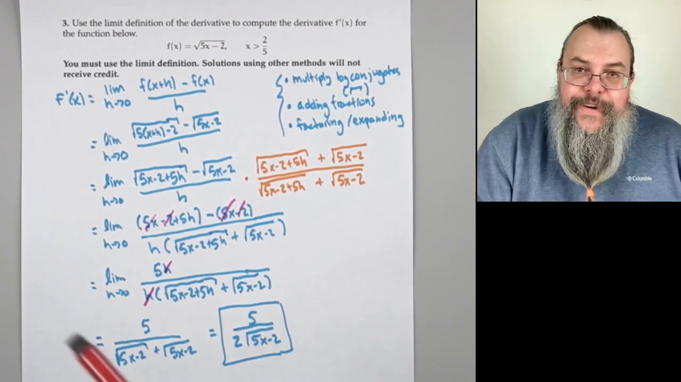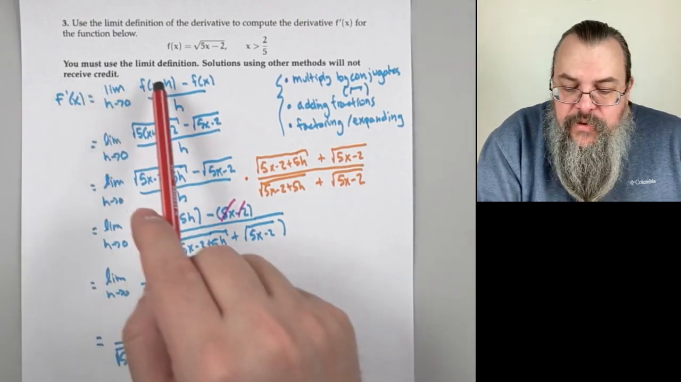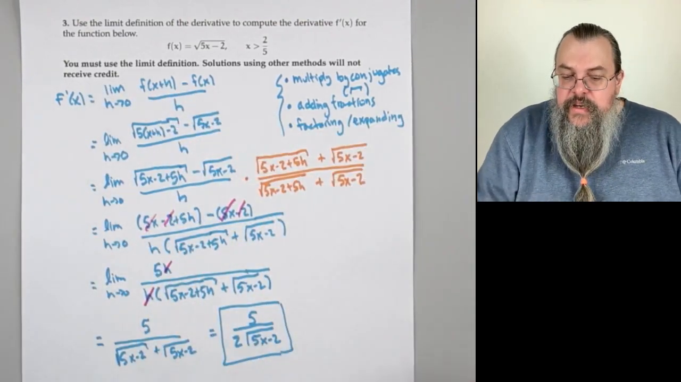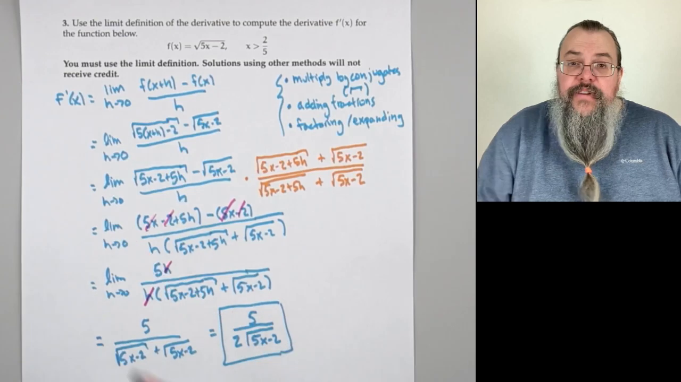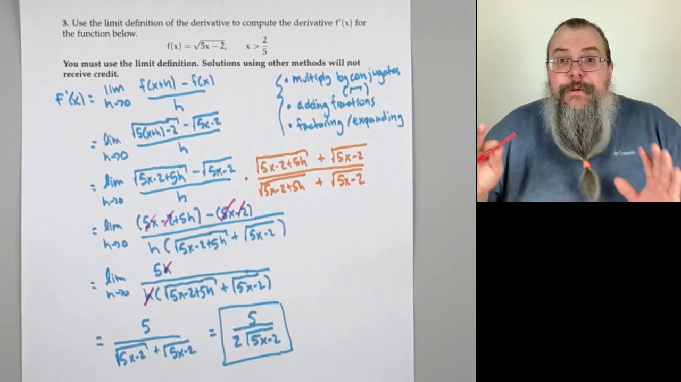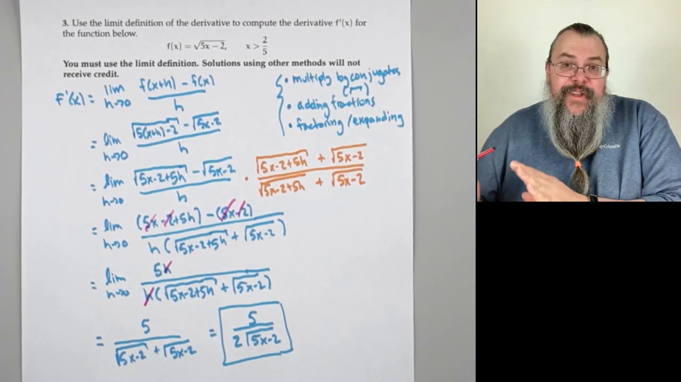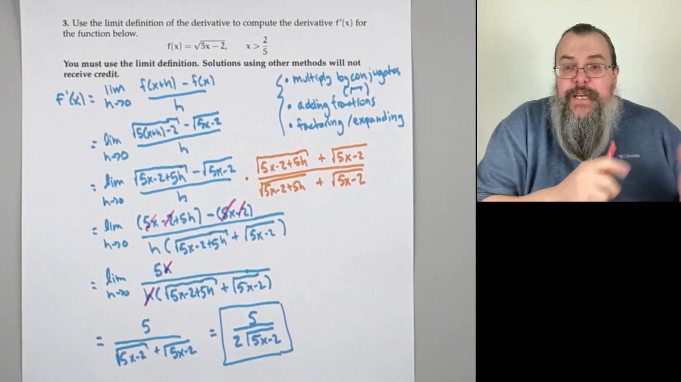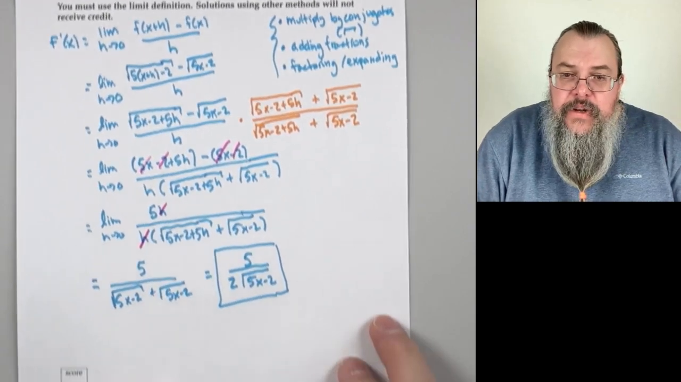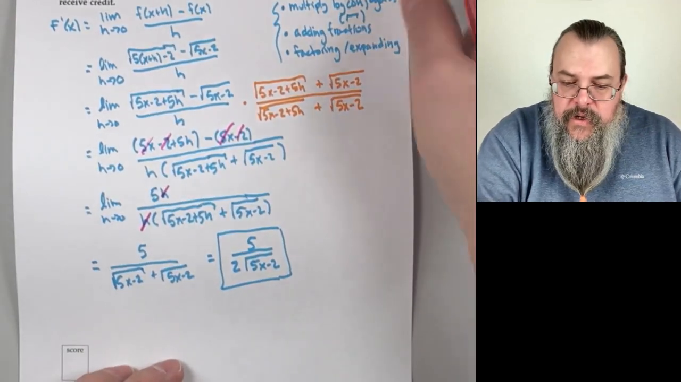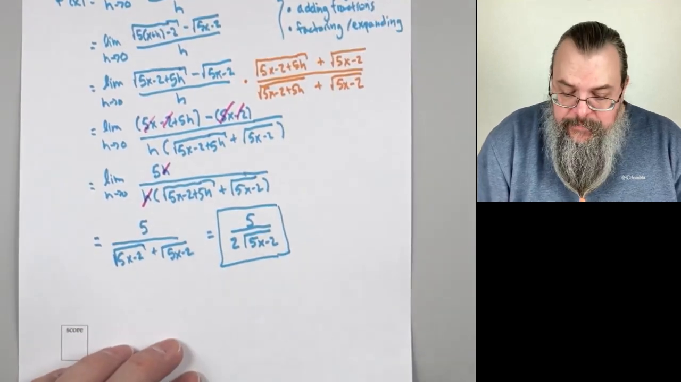Now, notice carefully here. It says you must use the limit definition, which is what we did. Solutions using other methods will not receive credit. But it doesn't say we're not allowed to look at other methods. It just says it can't be part of a solution. So what we can do is something very simple. We can do a quick check.